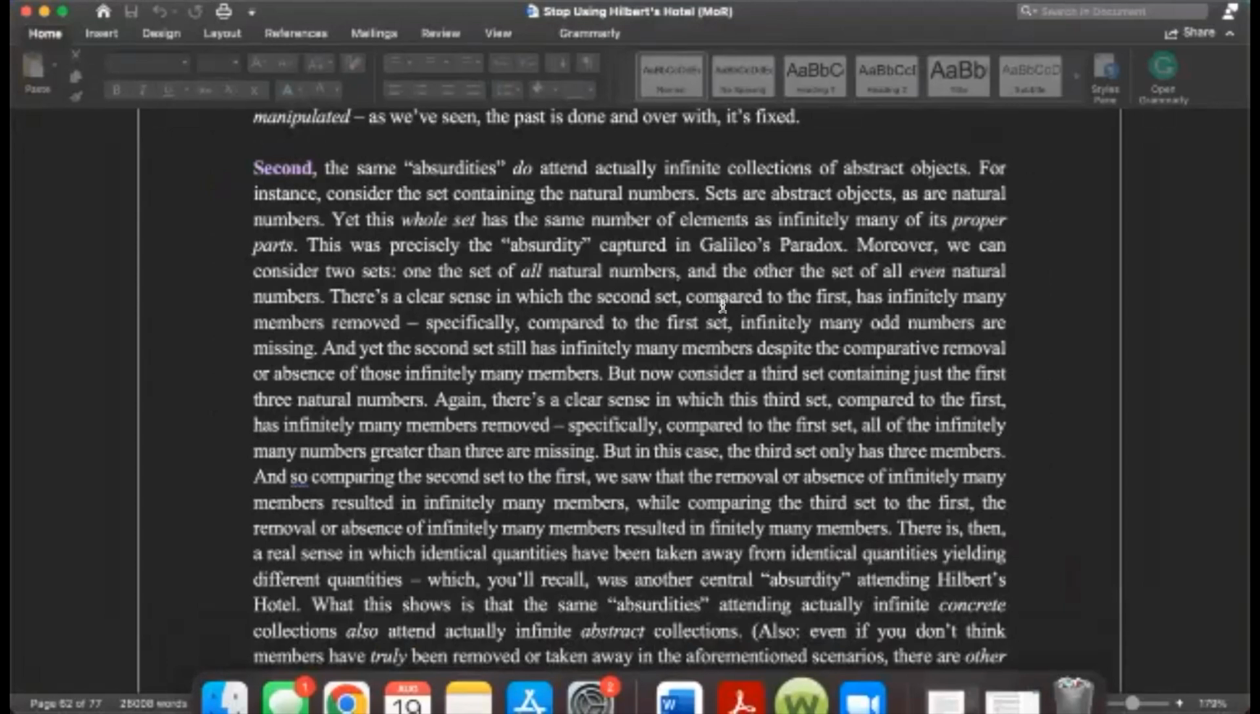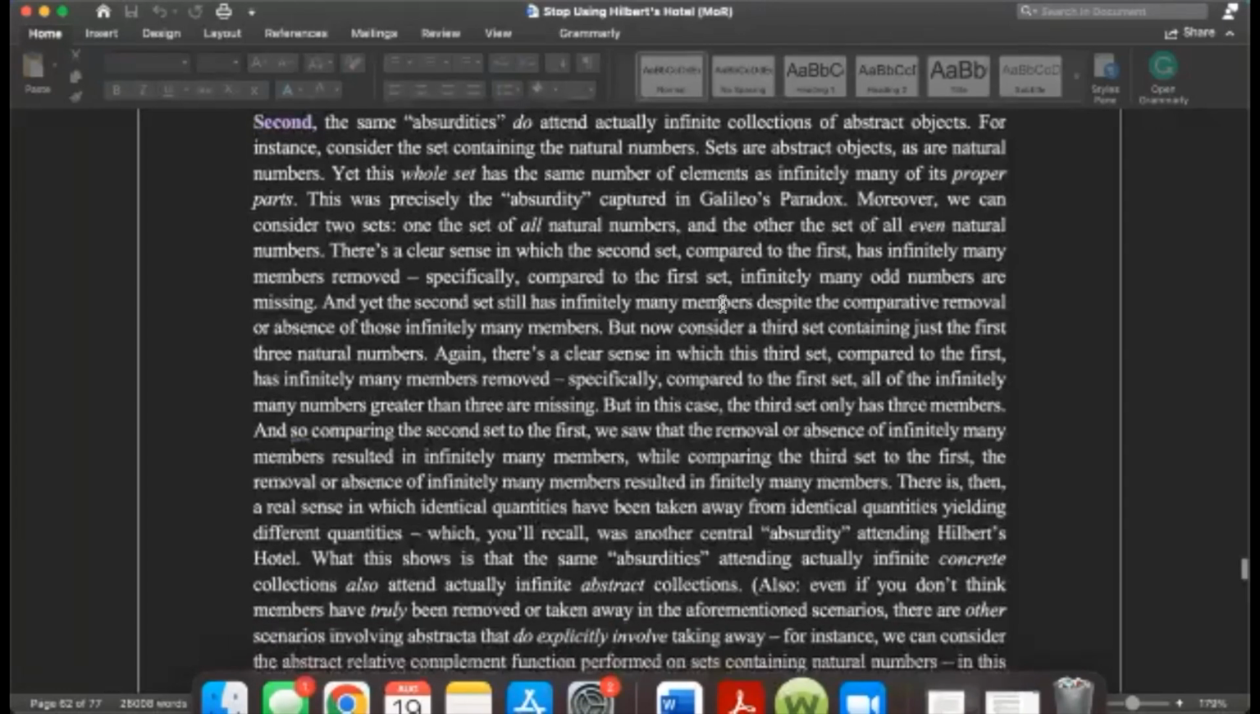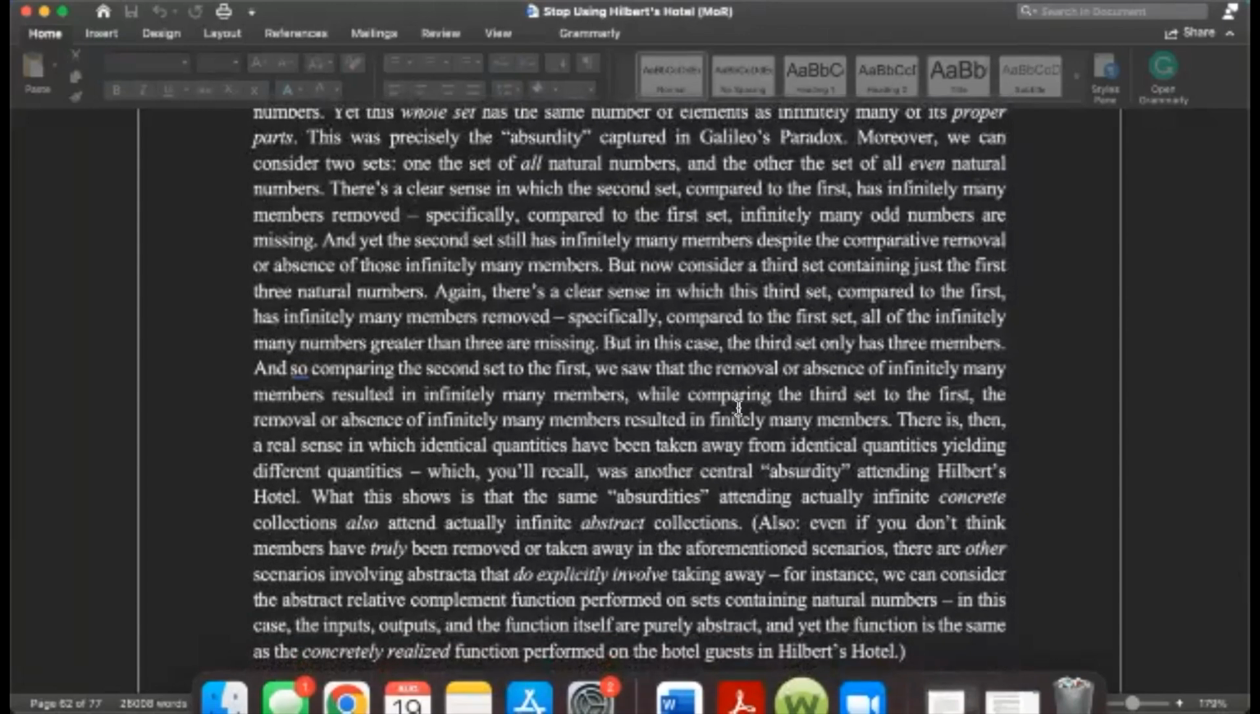And so, comparing the second set to the first, we saw that the removal or absence of infinitely many members resulted in infinitely many members. While comparing the third set to the first, the removal or absence of infinitely many members resulted in finitely many members. There is then a real sense in which identical quantities have been taken away from identical quantities yielding different results, which, you'll recall, was another central absurdity attending Hilbert's Hotel. What this shows us is that the same alleged absurdities attending actually infinite concrete collections also attend actually infinite abstract collections. And also, even if you don't think that members have truly been removed or taken away in the aforementioned scenarios, there are other scenarios involving abstracta that do explicitly involve taking away.